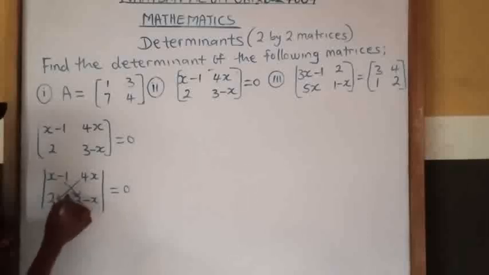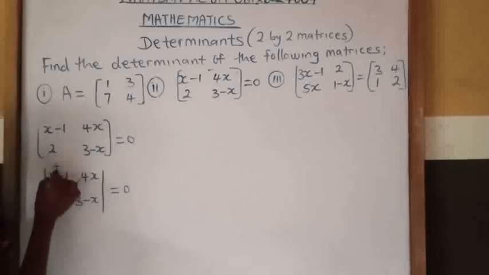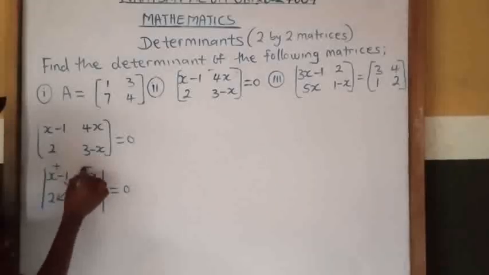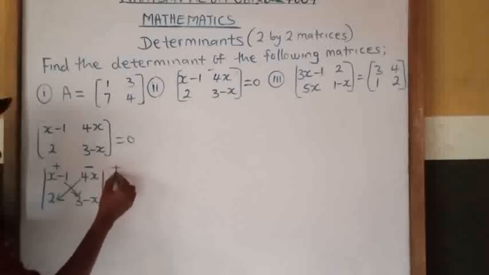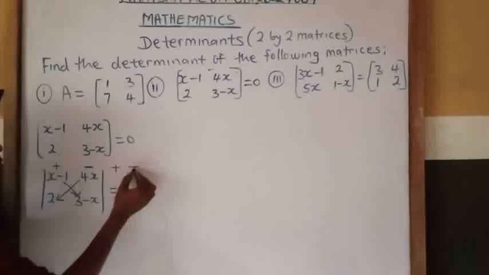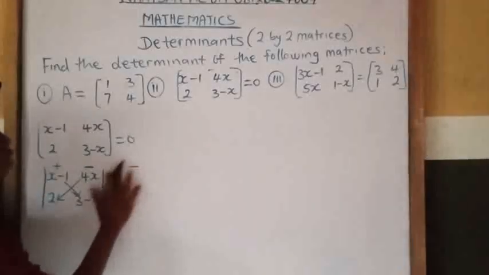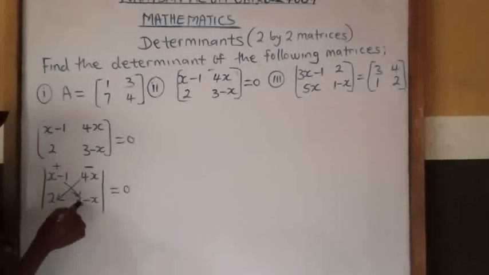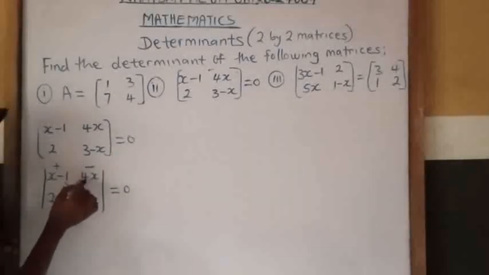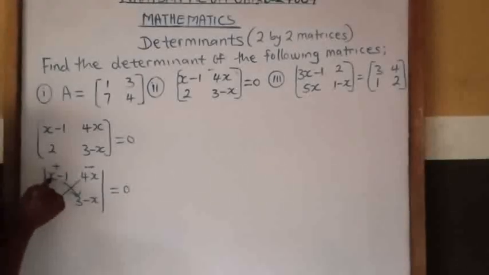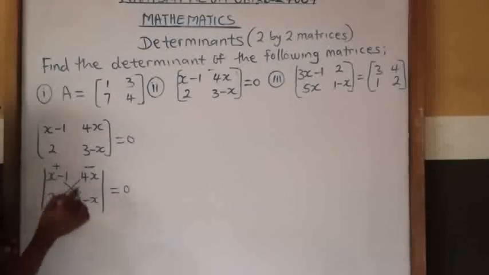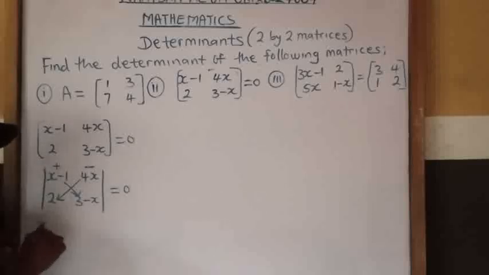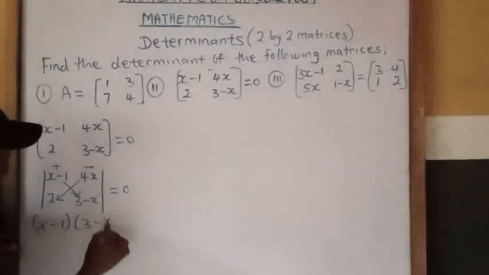You cross multiply in this form. Assign positive to the first column, assign negative to the second column. If you have more than two columns, the next one will be positive, and if you have 4 columns, another one will be negative. So you alternate the signs. Now this one multiplied by this, then minus 4x multiplied by 2. So we are going to use x minus 1 to multiply 3 minus x. So x minus 1 multiplied by 3 minus x.